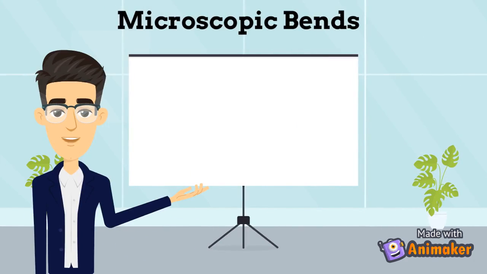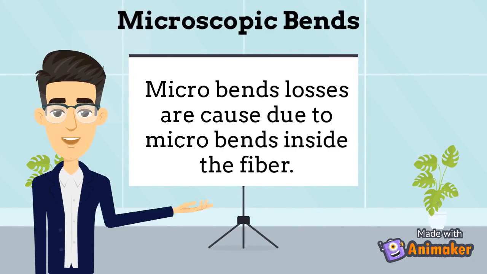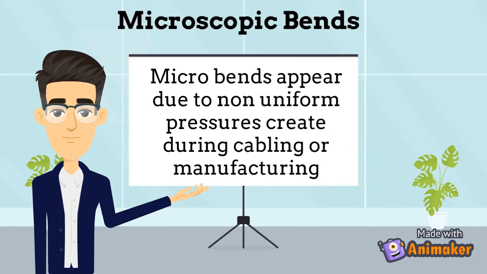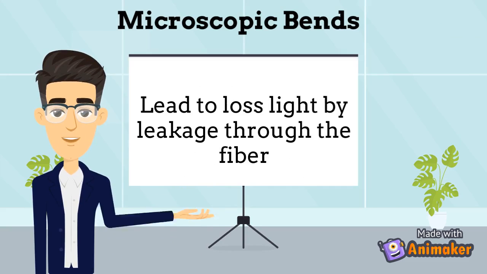Next, microscopic bends. Microbend losses are caused by microbends inside the fiber. Microbends appear due to non-uniform pressures created during cabling or manufacturing. Lastly, it will lead to loss of light by leakage through the fiber.